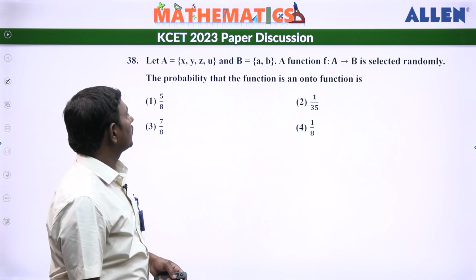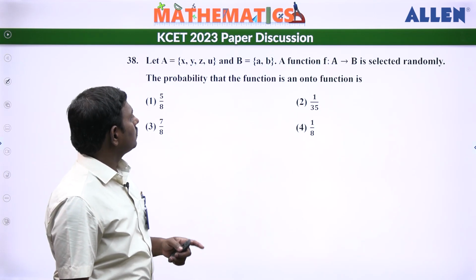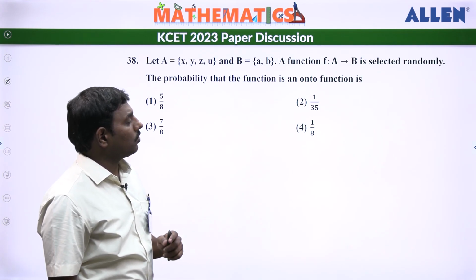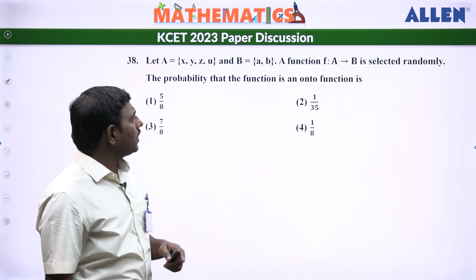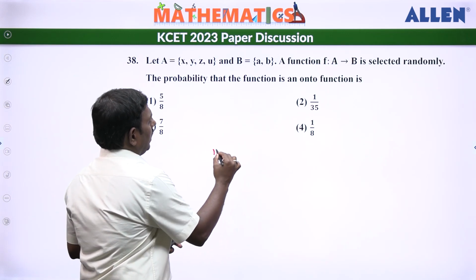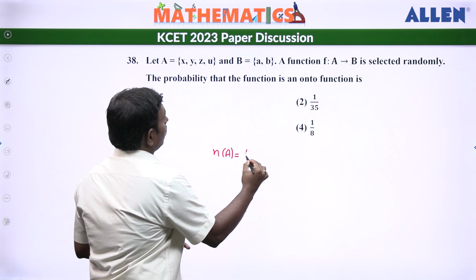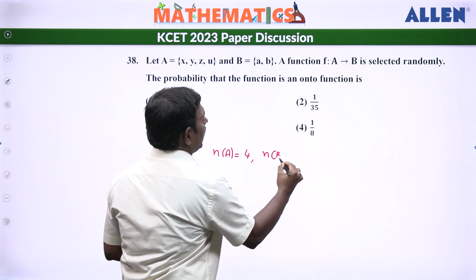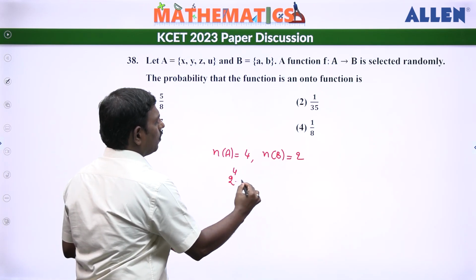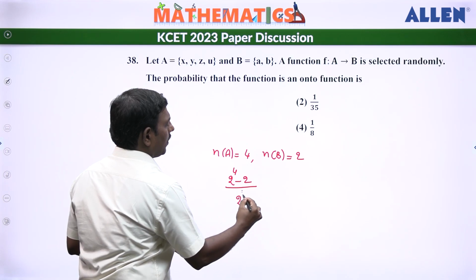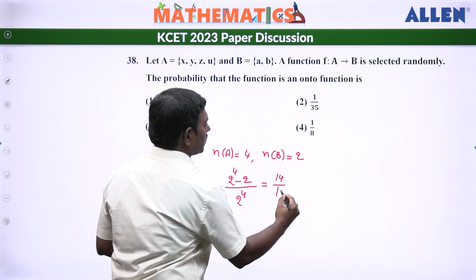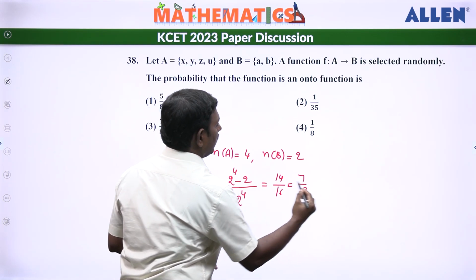Next, question number 38. Let set A is equal to x, y, z, u and B is equal to set a, b. A function f mapping from A to B is selected randomly, find the probability that the function is an onto function. So n of A is a set containing 4 elements and n of B is equal to 2 elements. So the number of onto functions is 2 to the power of 4 minus 2, divided by 2 to the power of 4, where the denominator is the total number of functions. So which is 14 by 16, that is 7 by 8.